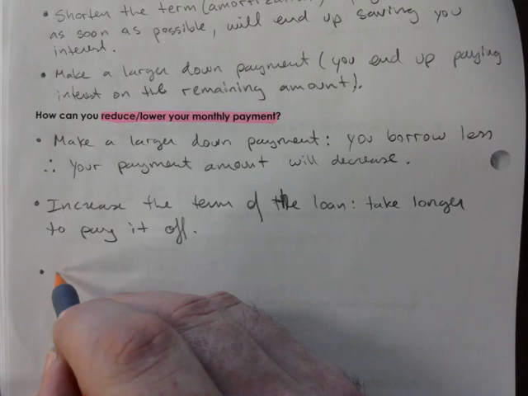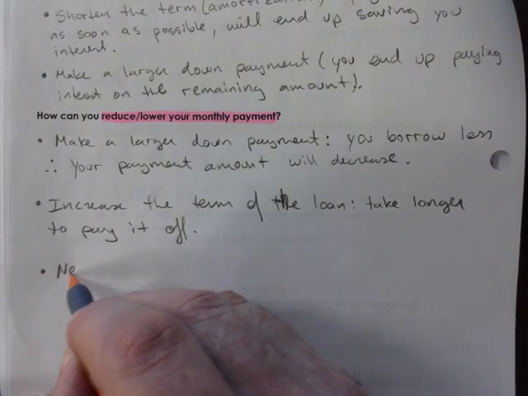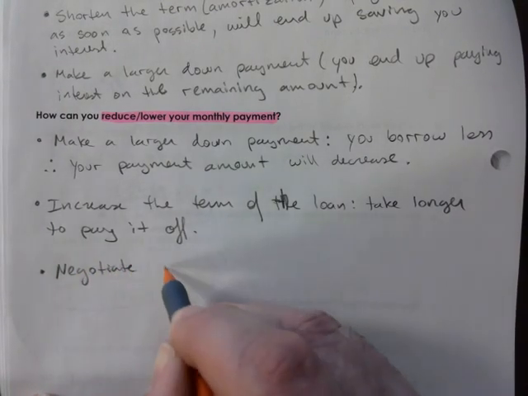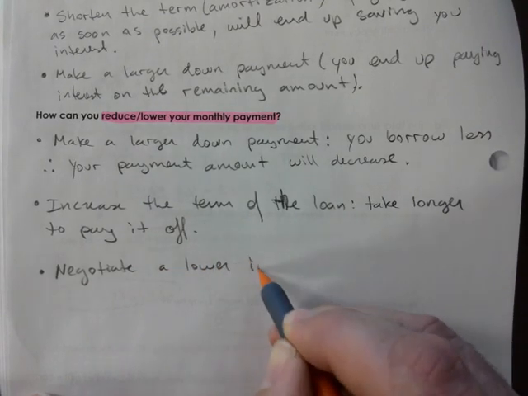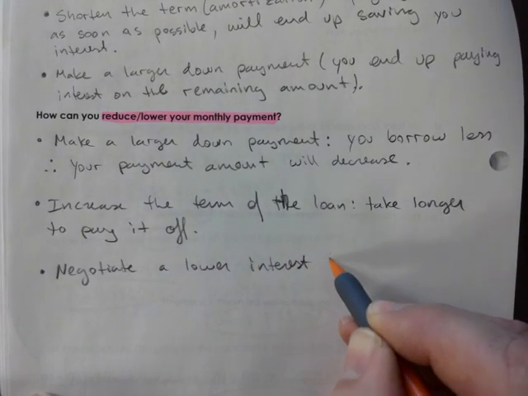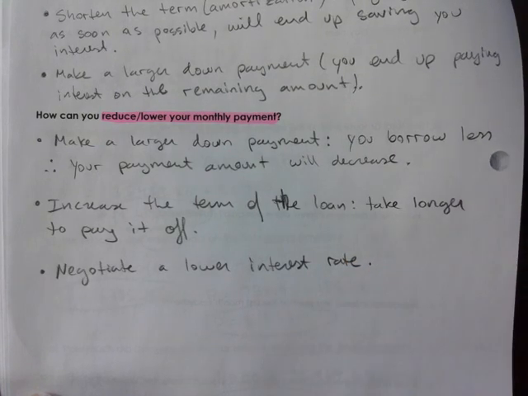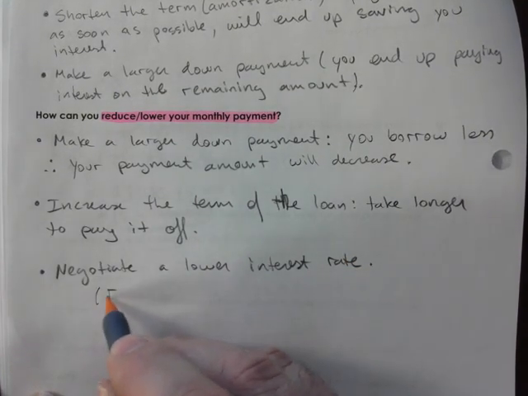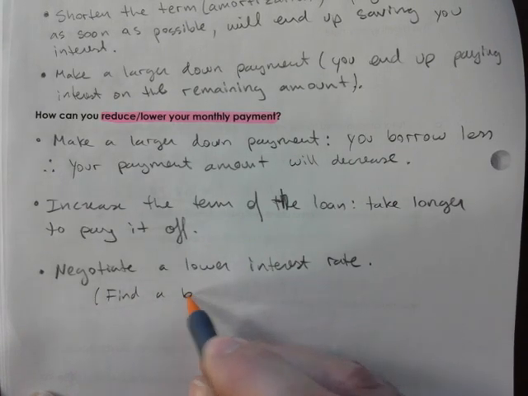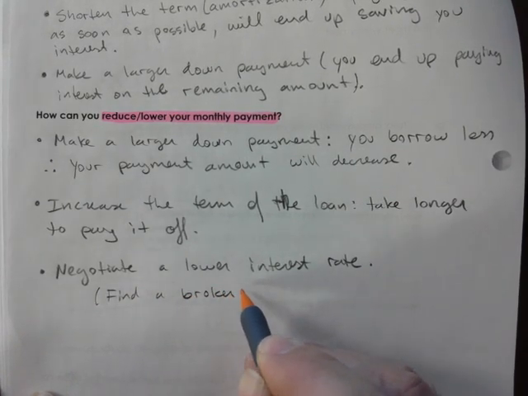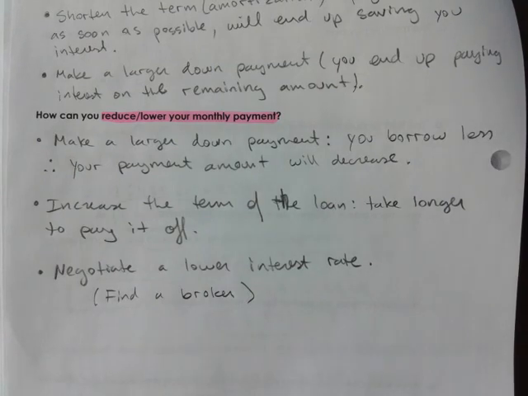Let's do this one. And negotiate a lower interest rate. Shop around, right? Find a broker. There are banks and then there are brokers. Brokers are financial services, right? They look at all the different interest rates out there, and they sometimes find you a better deal. Maybe you want to go with that.